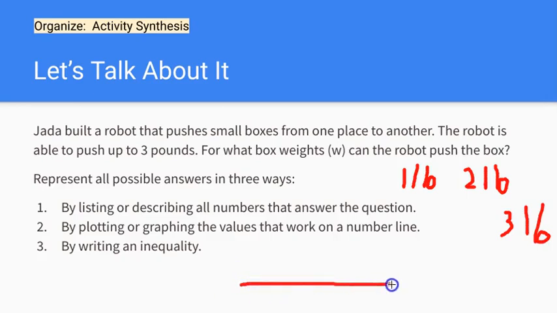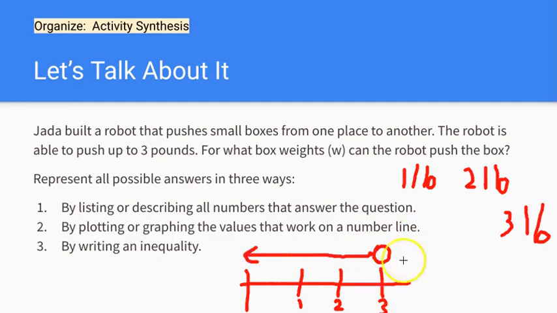What about if we did it on a number line? What's it going to look like? Well, it's going to have the 0, 1, 2, 3. And remember that we could talk about it being any of these, but we do know that it's able to push up to 3 pounds. So whatever the box weighs, it has to be somewhere from 3 pounds down, or less. It can't be something that's over 3 pounds. Okay.